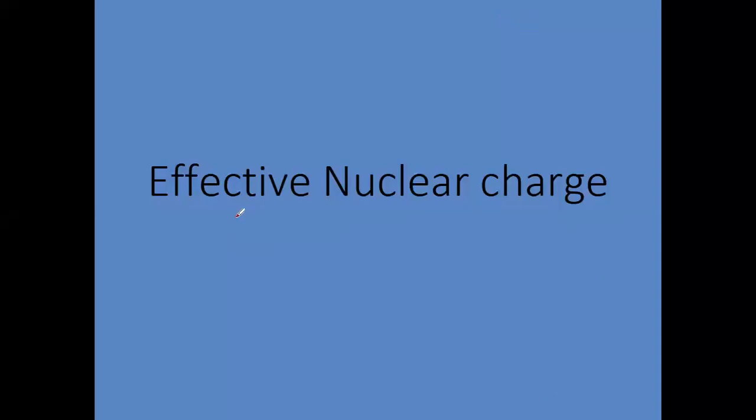So today we are going to discuss the effective nuclear charge. How to calculate this effective nuclear charge, Z effective or Z star, as we say here. So how to find this Z effective: it is atomic number minus sigma. So what does sigma indicate here?